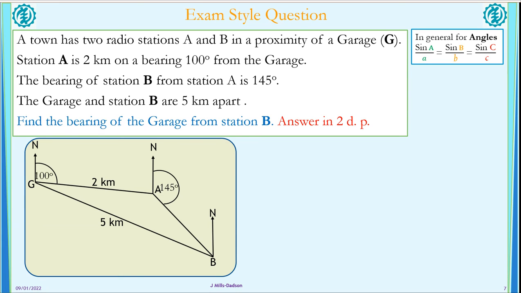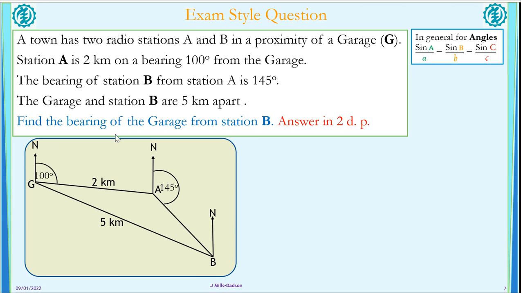Now, exam style question. Pause the video and read the question. A town has two radio stations, A and B, in the proximity of a garage. Station A is 2 kilometers on a bearing 100 degrees from the garage. The bearing of station B from station A is 145 degrees. The garage and station B are 5 kilometers apart. Find the bearing of the garage from station B. Answer in 2 decimal places.